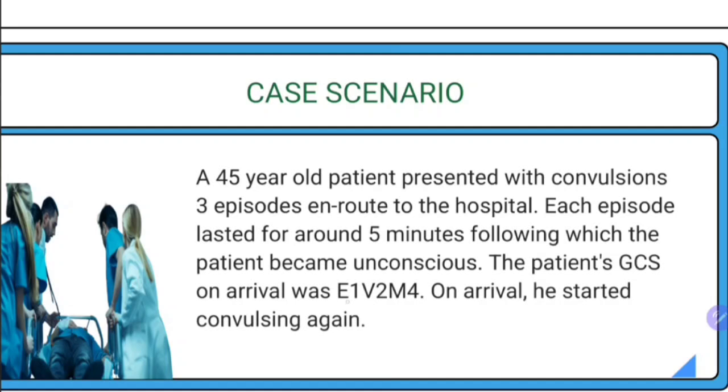Okay, so the patient's GCS is E1, V2 and M4. On arrival, he started convulsing again. So what are we going to do now? We are the emergency medical officer there.